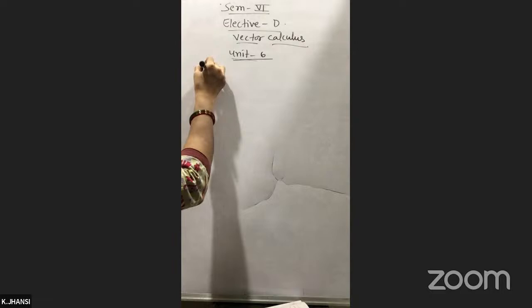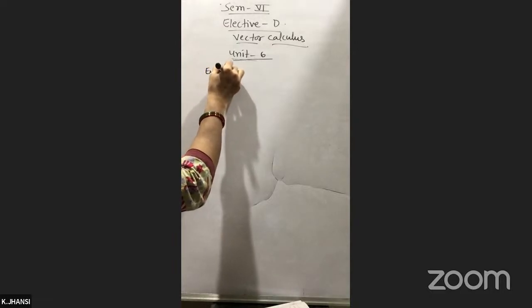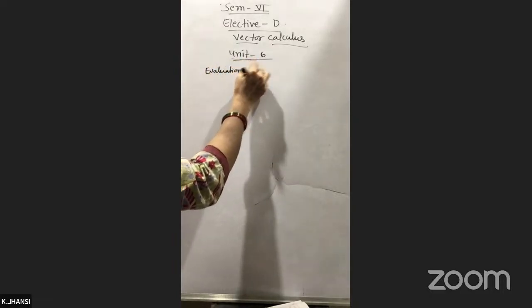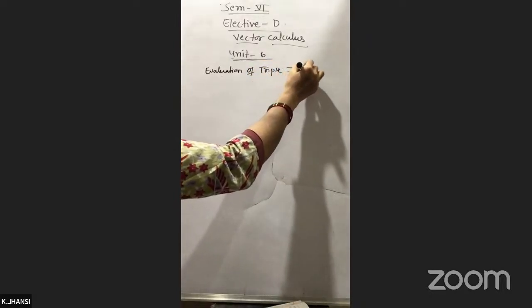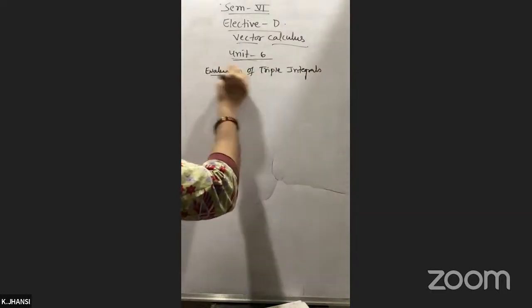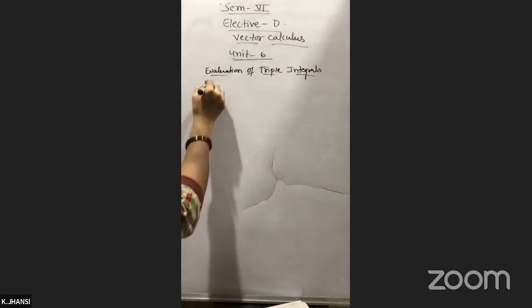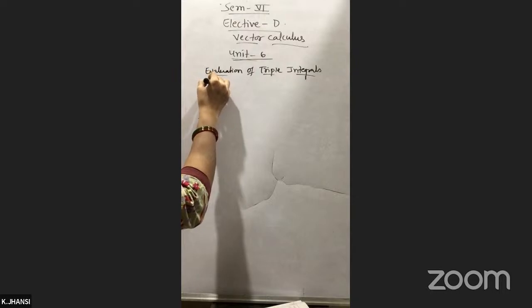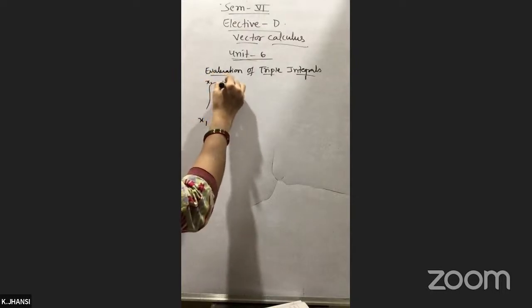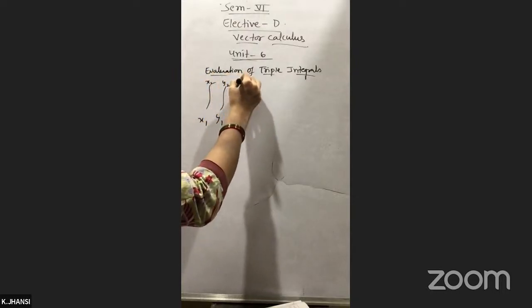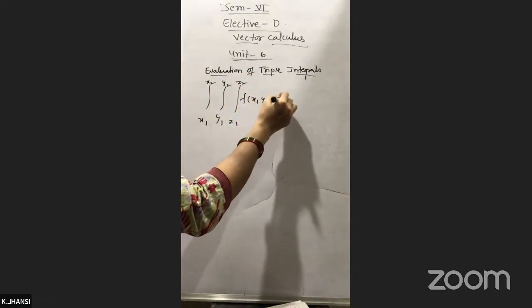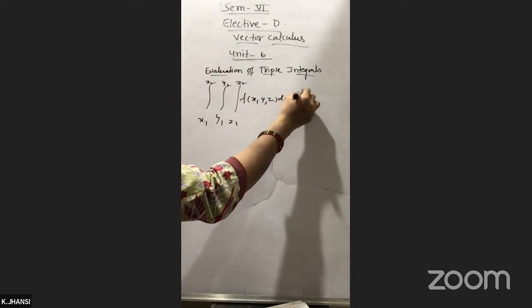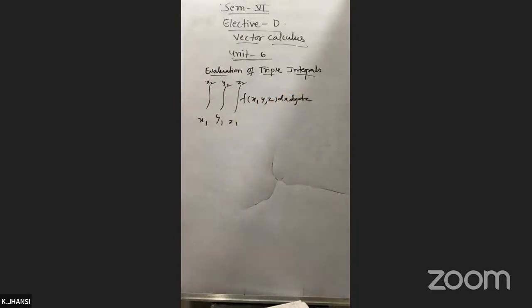So unit 6 is evaluation of triple integrals. Triple integrals will be like this: x1 to x2, y1 to y2, z1 to z2, then f of x comma y comma z dx dy dz. Okay. So the given problem will be like this.